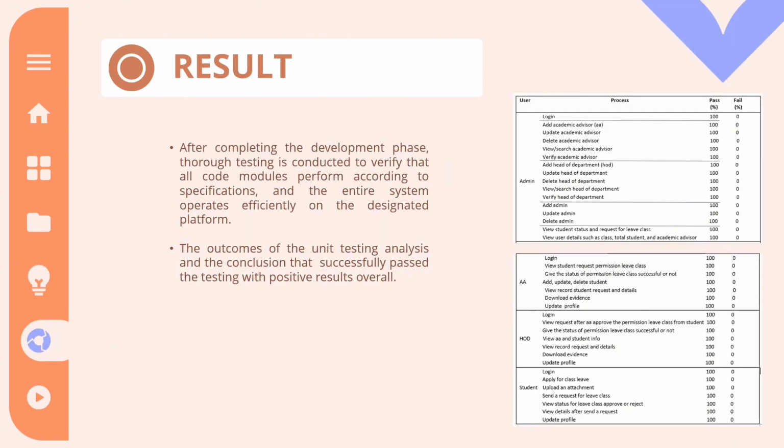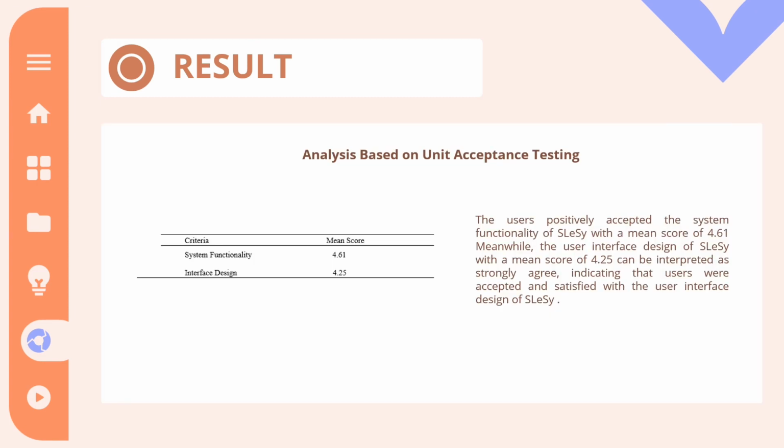This is the result that we gathered at the end. The entire system operates efficiently on the designated platform. The outcome of the unit testing analysis is the conclusion that the system successfully passed the testing with positive results overall. Next, the result analysis based on user acceptance testing.